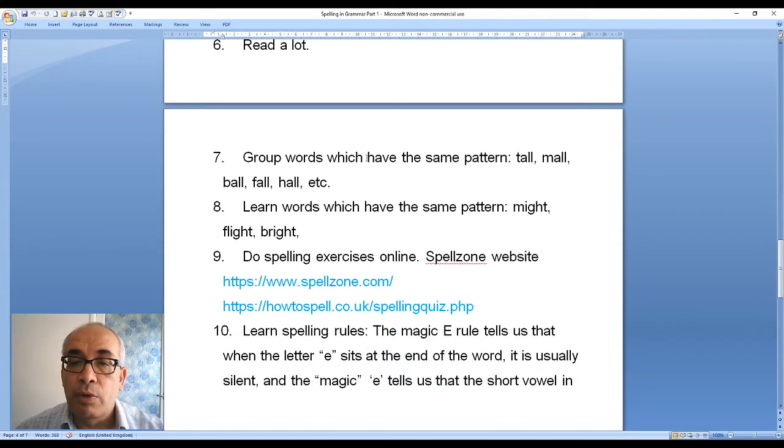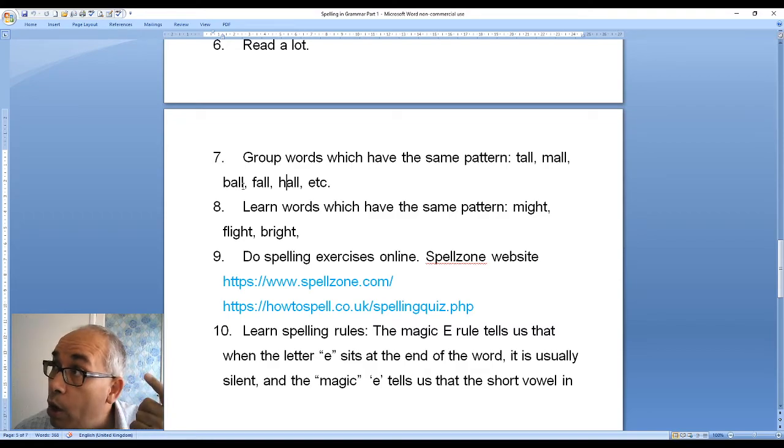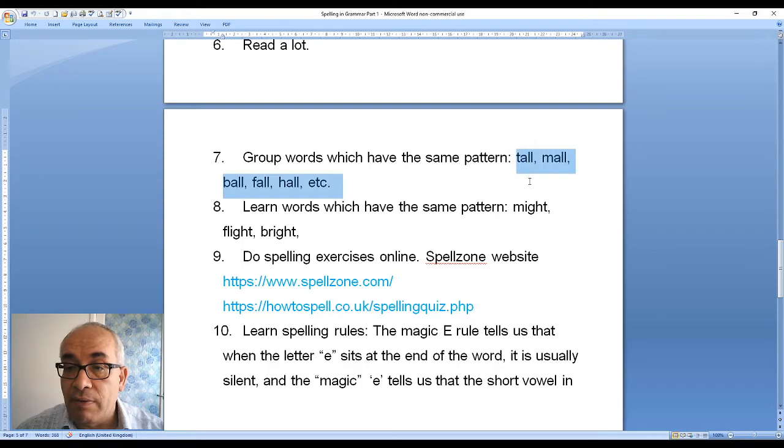Group words which have the same pattern. So if you look at these words, they have the same pattern. Tool, mole, ball, fall, hole. So all of them A double L, A double L, all. When you hear all, so maybe it is A double L. So these words have the same group, the same family.